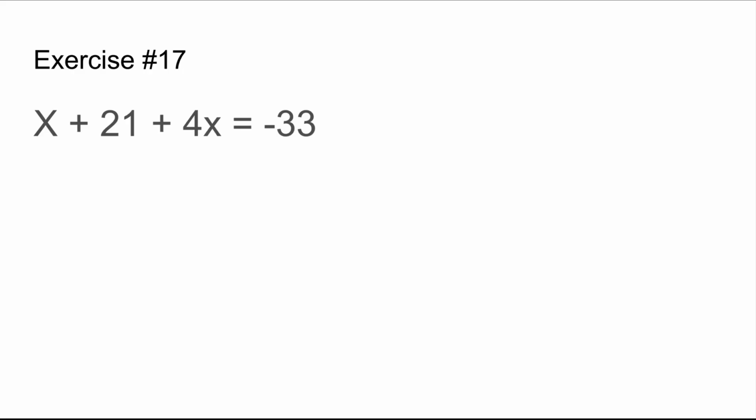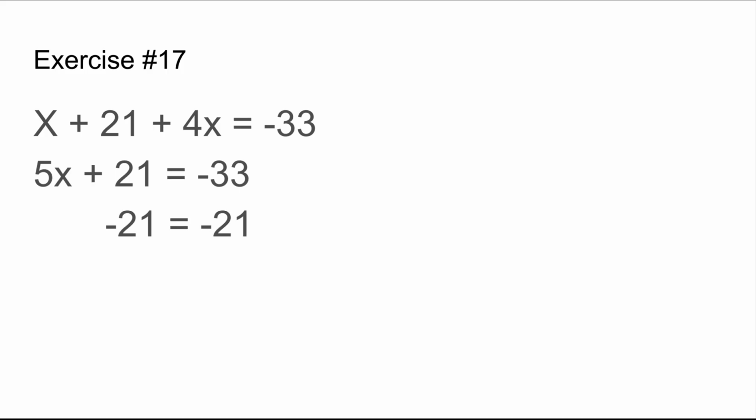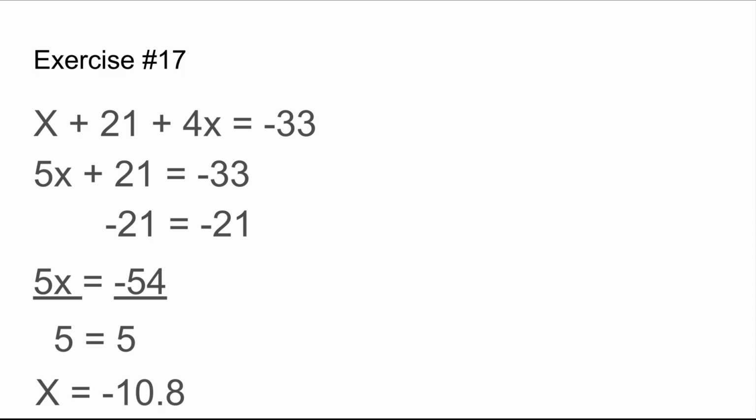17. x plus 4x is 5x, plus 21 equals negative 33. Subtract 21 from both sides. 5x equals negative 54. Divide by 5 on both sides. x equals negative 10.8. If you ever are getting whole numbers all in a row and then all of a sudden you get a decimal, you need to pause because you may have made a mistake, but you may not have as well. So plug your answer into your reduced equation.